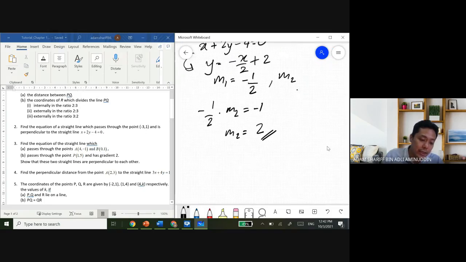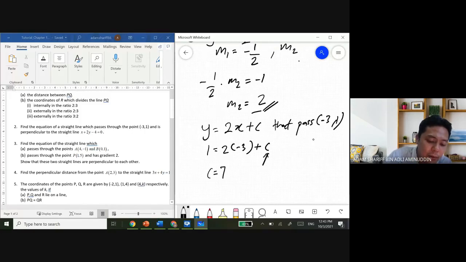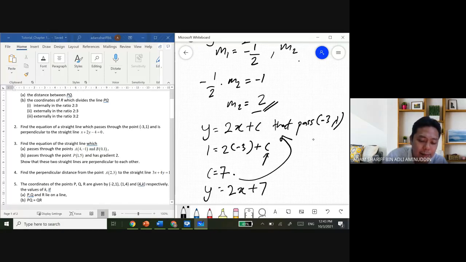Okey, tidak menjawab soalan lagi. Kita cuma tahu y sama dengan 2x plus c that pass -3, 1. So apa yang kita boleh buat? Kita masuklah nilai 1 sama dengan 2 kali -3 tambah c. Sebab kita kena tahu nilai constant c ni juga. Dan kita dapatlah c kita sama dengan 7. Masuk balik ke dalam equation asal, y equals to 2x plus 7.